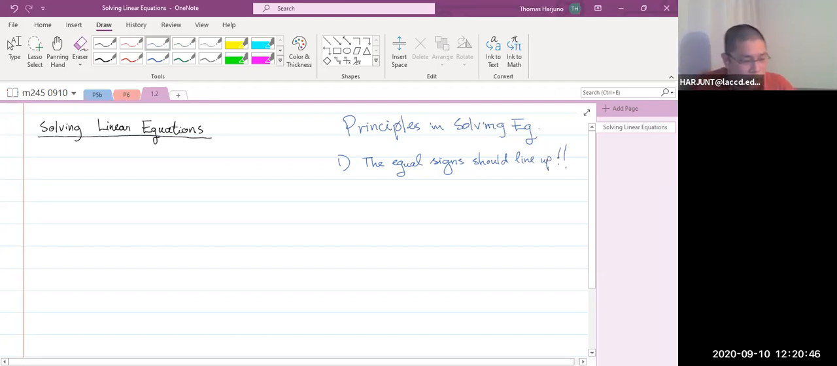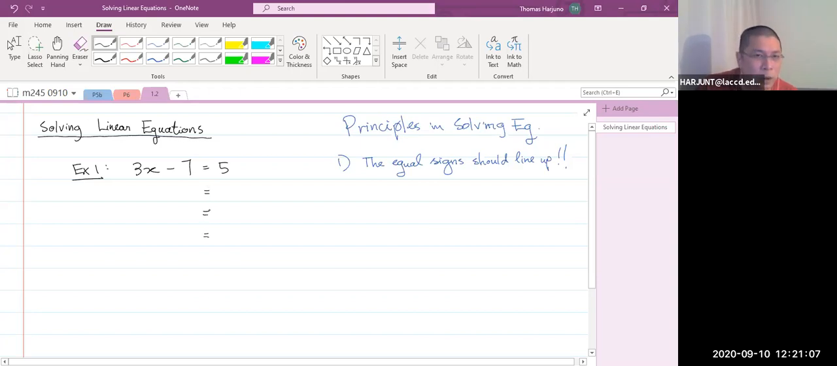The equal sign should line up. So for example, let's say I have 3x minus 7 equals 5. Then the next line, the equal sign should line up. Your equal signs should form a line.